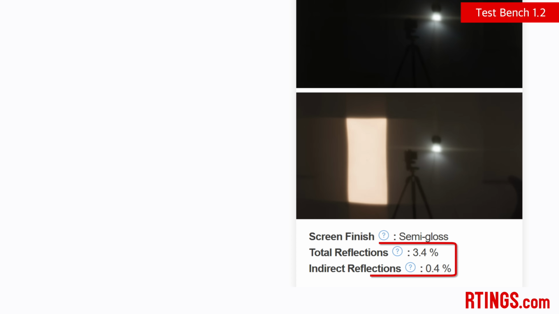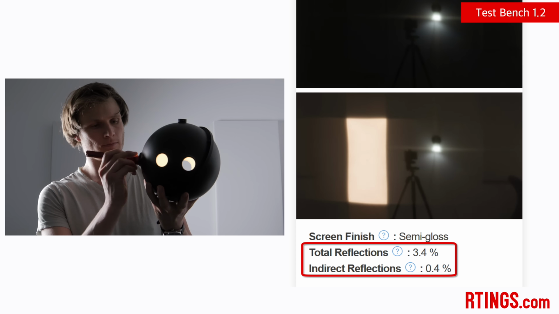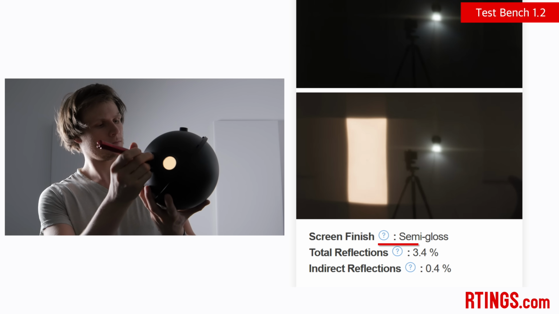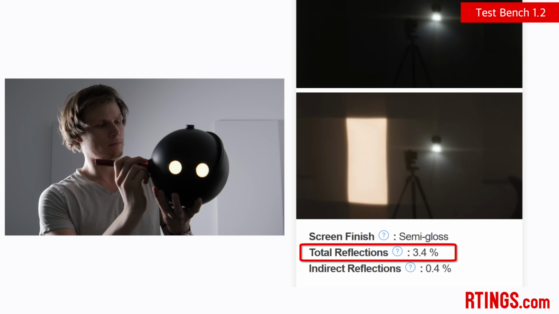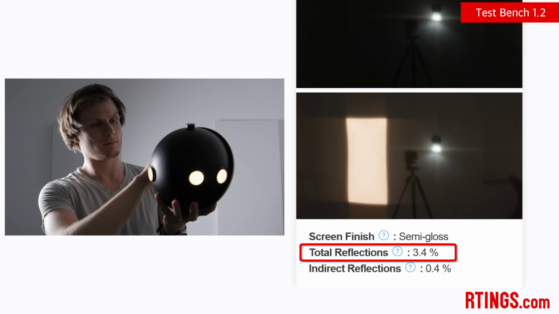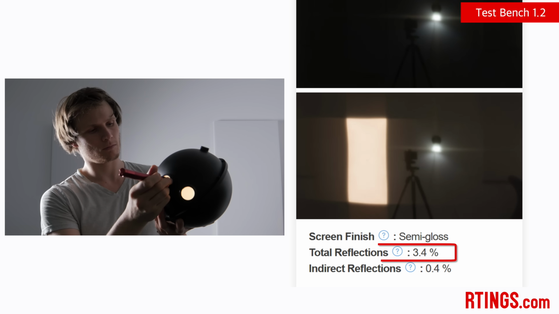The total reflections and indirect reflections are new measurements performed with a sampling sphere, which provides a uniform surround light source. The first number is the total reflections from all angles and is the most important number for an average or bright room. Lower values are better.